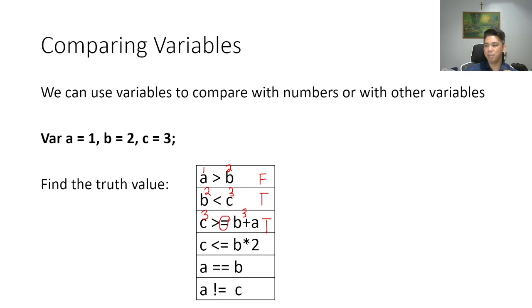C is less than B times 2. B is 2 multiplied by 2. So that is 4. And C is 3. So 3 less than 4, that's true. A is equal to B. It's an easy answer, that is false. A not equal to C. A is 1, C is 3. They are not equal, so that is true.